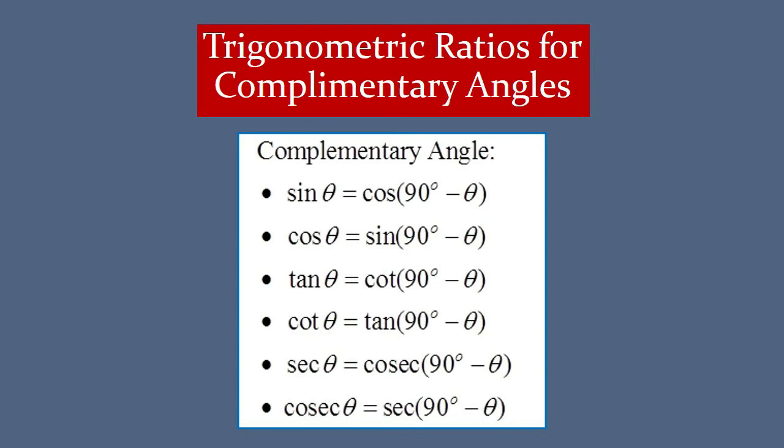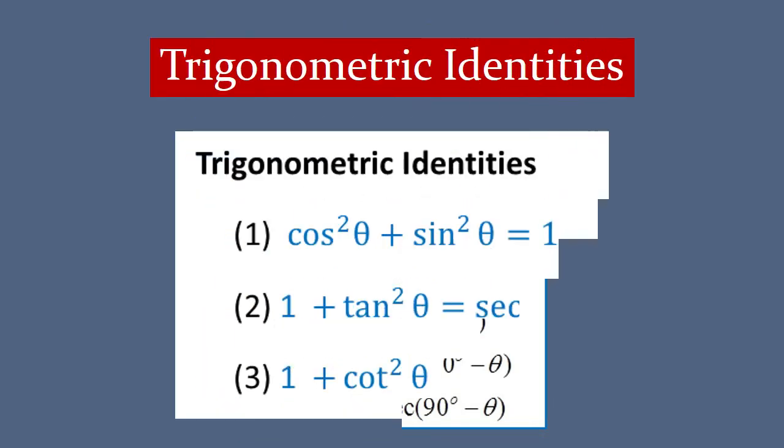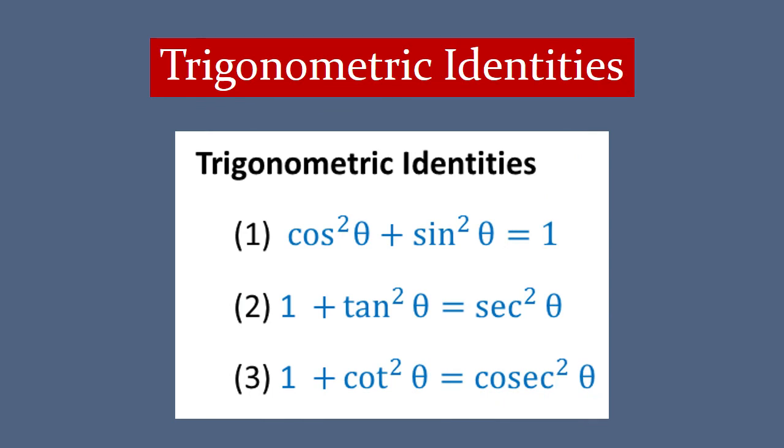This part we can say is the easiest part. Complementary angles. Yes, it's very easy to remember. So this is the third point of trigonometry. Let's move to the fourth and the last point of trigonometry. Now the last and the fourth point of our trigonometry is trigonometric identities.